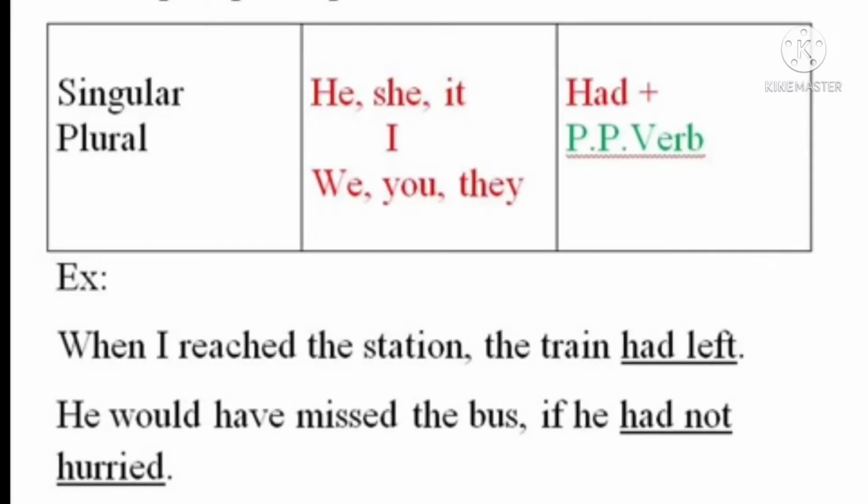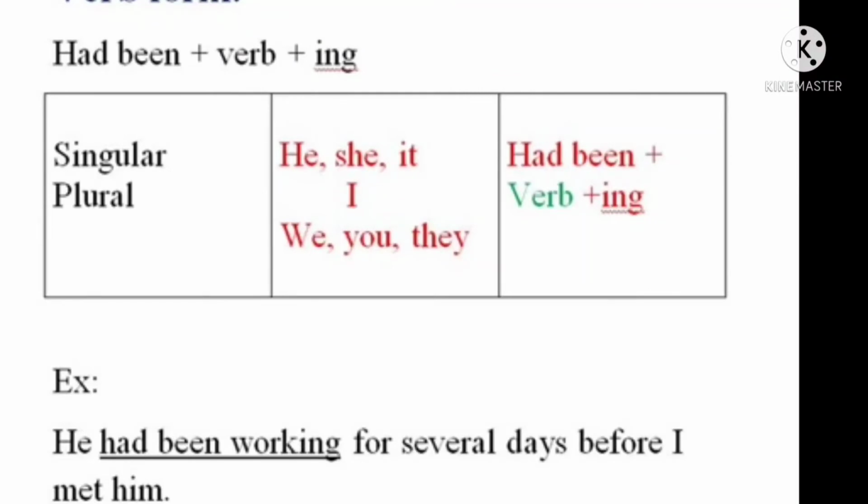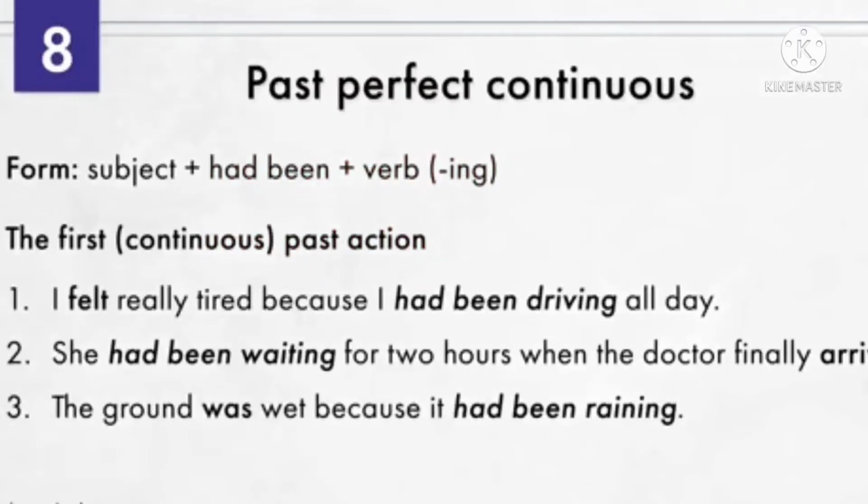Let's now move on to the past perfect continuous. Past perfect continuous tense refers to an action continued in the past. We make the verb form with had been plus verb plus ing. Okay, subject plus had been plus verb plus ing. Look at the example. I felt really tired because I had been driving all day. So you know that I felt tired at some point in the past. And that was because before that I had been driving the entire day. Okay. So it refers to a continuing action or state that was happening at some point in the past.